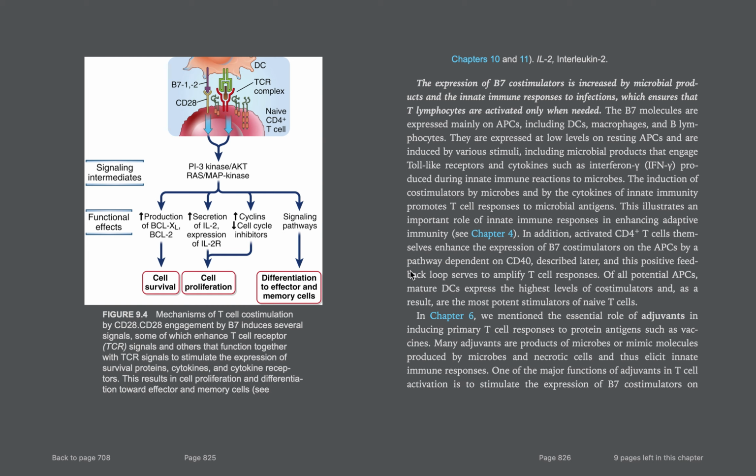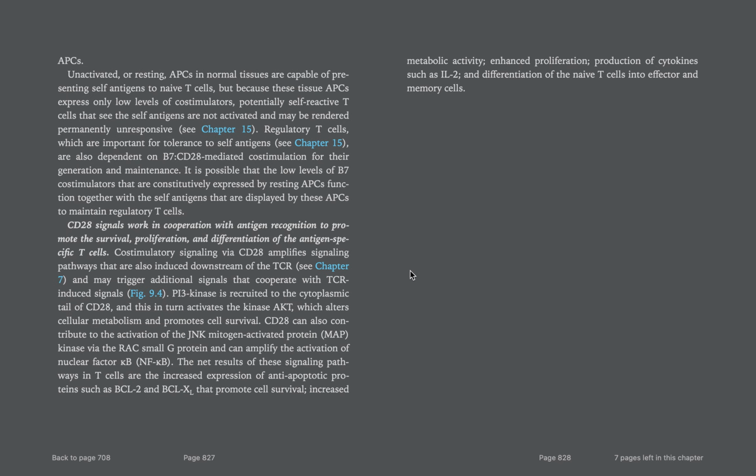In Chapter 6, we mentioned the essential role of adjuvants in inducing primary T cell responses to protein antigens such as vaccines. Many adjuvants are products of microbes or mimic molecules produced by microbes and necrotic cells and thus elicit innate immune responses. One of the major functions of adjuvants in T cell activation is to stimulate the expression of B7 costimulators on antigen presenting cells.